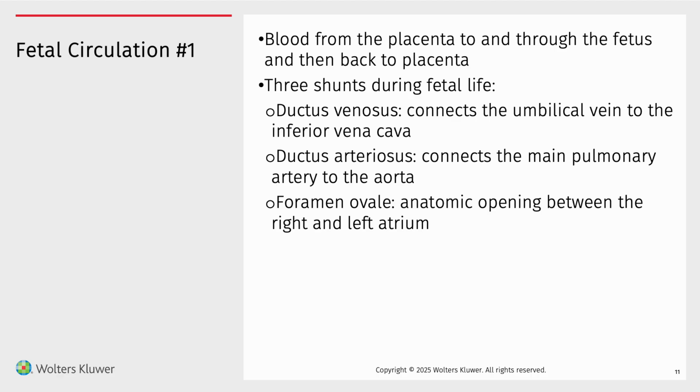Fetal circulation uses specialized shunts, the ductus, the foramen ovale, everything we talked about, to efficiently deliver oxygenated blood from the placenta while bypassing the lungs and the liver. So postnatal closure of these shunts is essential for normal newborn cardiovascular function.